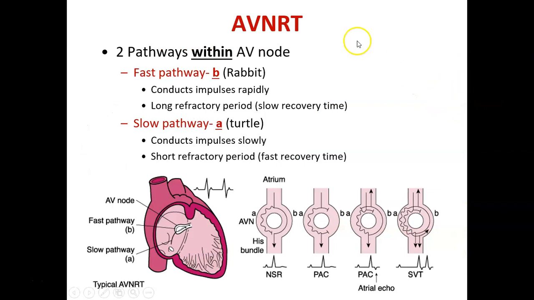So again, atrioventricular nodal reentrant tachycardia involves two pathways within the AV node: the fast pathway and slow pathway. A fast pathway conducts the impulse rapidly, but it has a long refractory period and slow recovery time. On the other hand, the slow pathway or the alpha fibers conduct impulse slowly, but it has a short refractory period and fast recovery time. So because of these characteristics, a loop is created around the AV node. Okay, and it keeps on producing a narrow complex tachycardia.